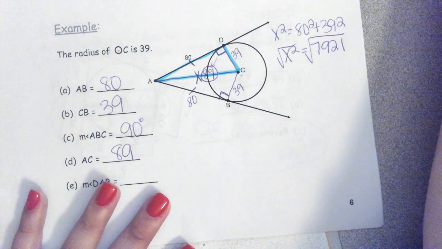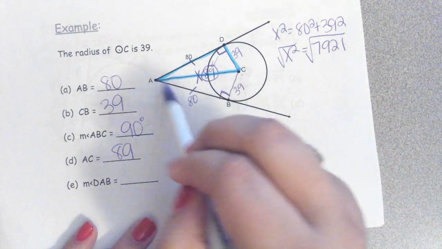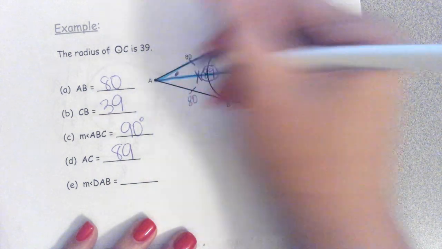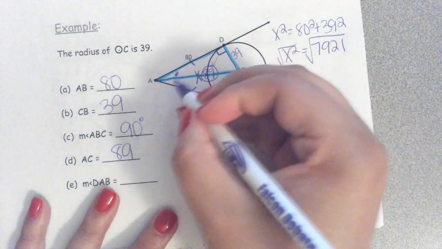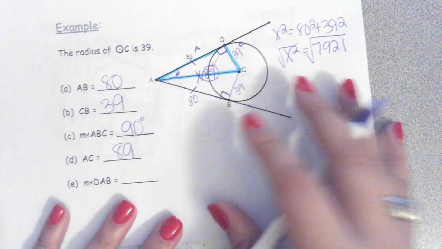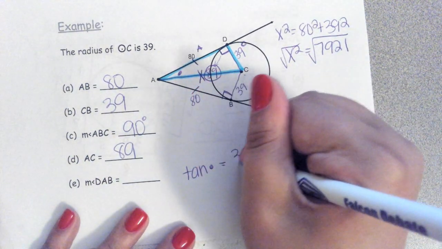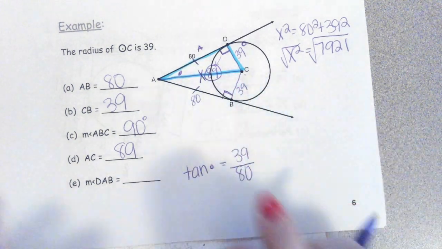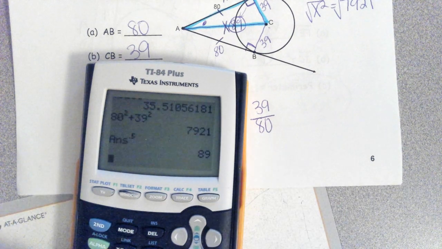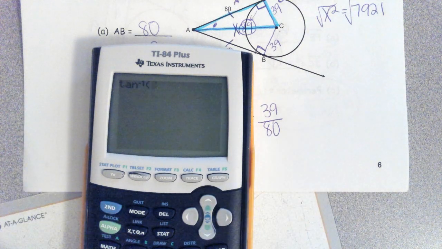And then they want to know what DAB is. Well, DAB is this whole thing, but I can't just find that easy, but I can find this one by doing what? SOHCAHTOA. I have opposite and adjacent. And really you could use the hypotenuse, but that's the tangent, which is opposite over adjacent. Make sure your calculator is in degrees. And if I need to find the angle, I'm going to do inverse tan.